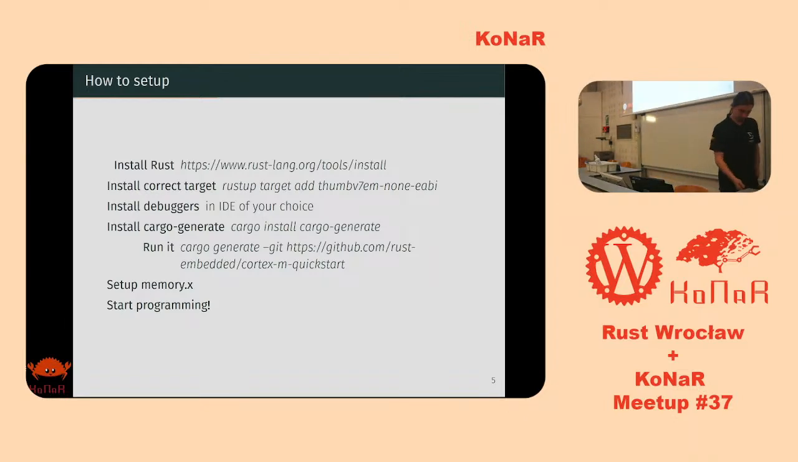You can also install debuggers and an IDE of your choice. Most of you will probably install OpenOCD. There is also a Rust-made adapter called probe-rs on top of OpenOCD that you can use to debug your program. And it's really easy to set up. It even has its own Visual Studio Code extension, so if you program in VS Code, then I would recommend it. Then you can install cargo generate.